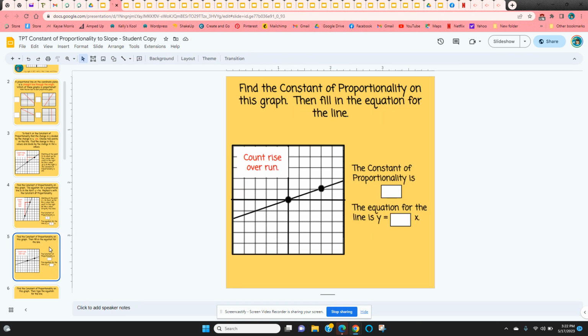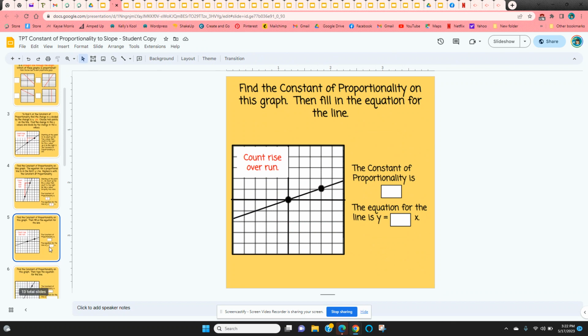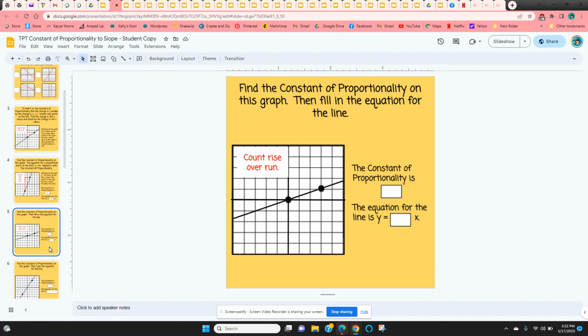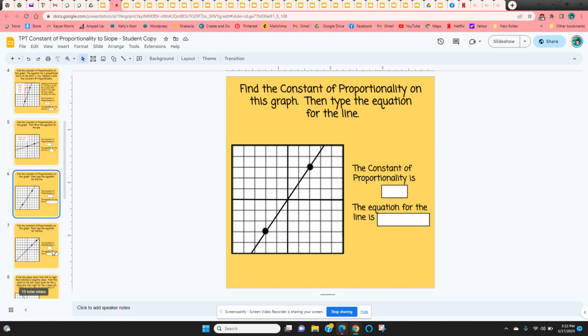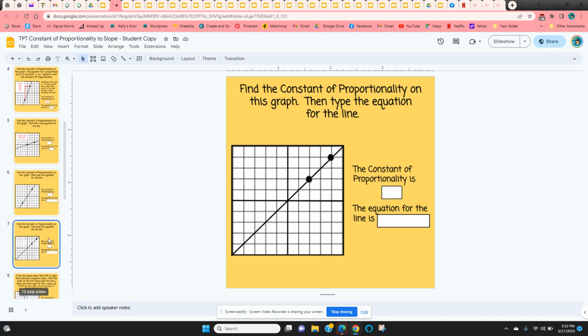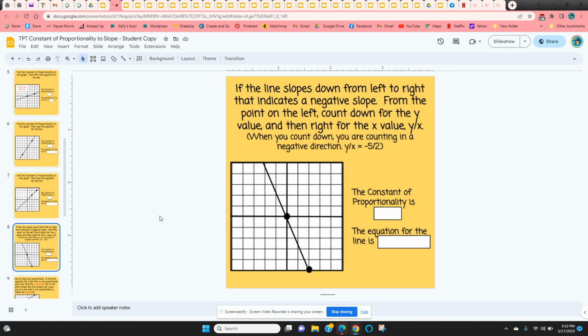I'm going to do the same thing on slide 5, find the constant of proportionality and type in the equation for the line. On slide 6, they're going to type in the entire equation. Same thing on slide 7. When they get to slide 8, they're going to see a negative slope. So anytime the line slopes down from left to right, that slope is going to be negative. So here, if they count down 1, 2, 3, 4, 5, it's -5 over 2. So the constant of proportionality would be -5/2.